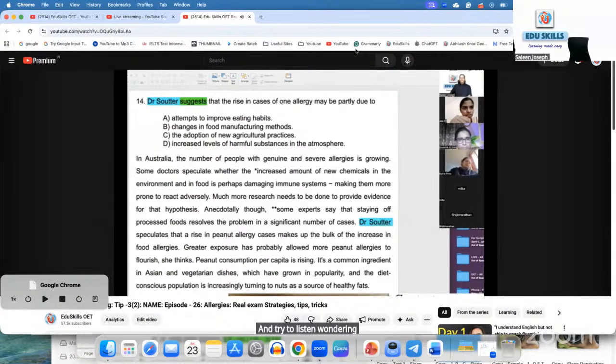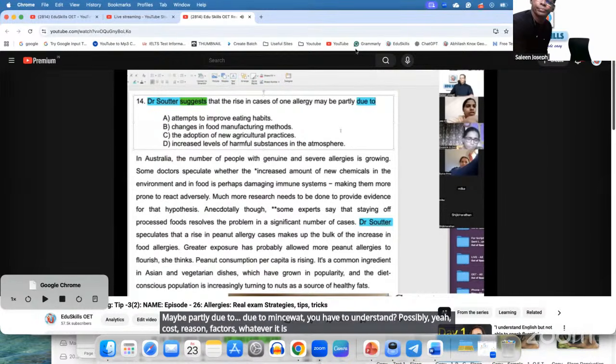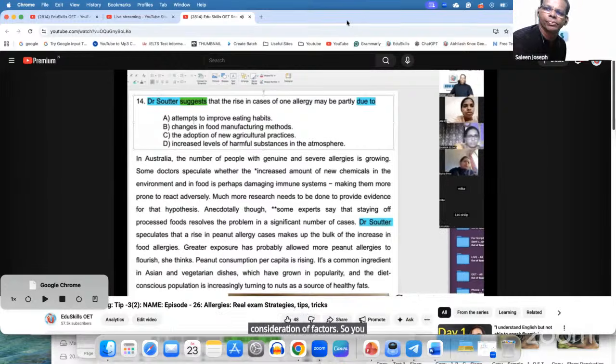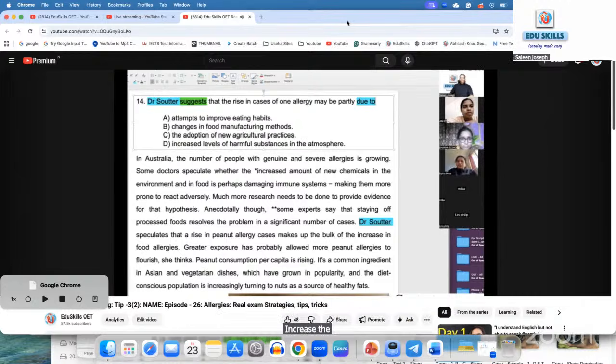That the rise in cases of one allergy may be partly due to means what you have to understand? Cause, reason or factors, whatever it is, all same. So you have to find out attempts to improve eating habits, changes in food manufacturing methods, the adoption of new agricultural practices, increased levels of harmful substances in the atmosphere. There will be many reasons, but you have to see what Dr. Suter suggests or says. That's a focus point. There will be many reasons. Out of these, for example, one is improving food habits.